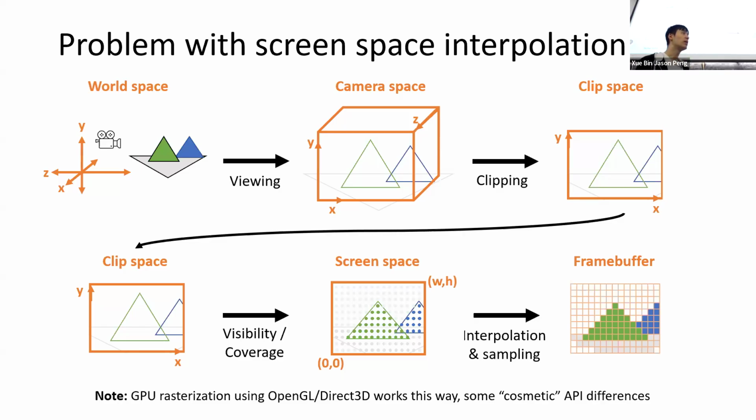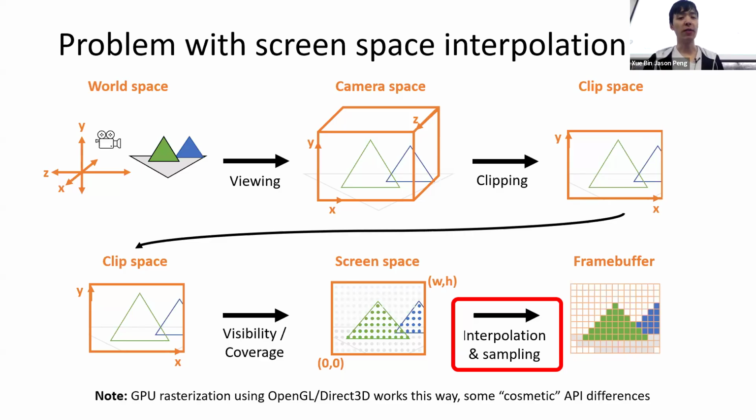So when sampling from the texture, this is often done during the interpolation and sampling stage of a rasterization pipeline. And this stage happens after we've projected all the triangles onto our image plane, and we now want to determine what color we should assign to each of the pixels that are covered by the triangle.